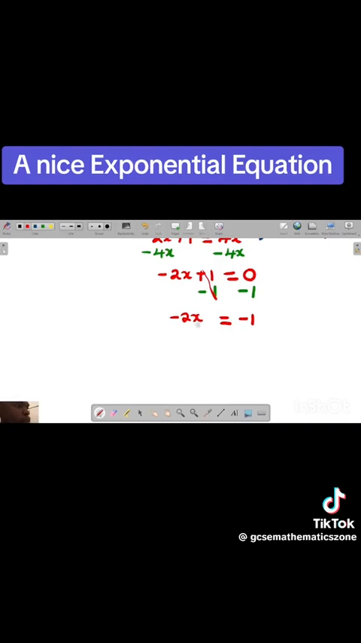To find the value of x, divide both sides of this equation by negative 2. The 2's will cancel. Then we are going to have x is equal to negative 1 over negative 2, which will be positive because they are dividing each other. So we're going to have positive half. So x is equal to positive half.